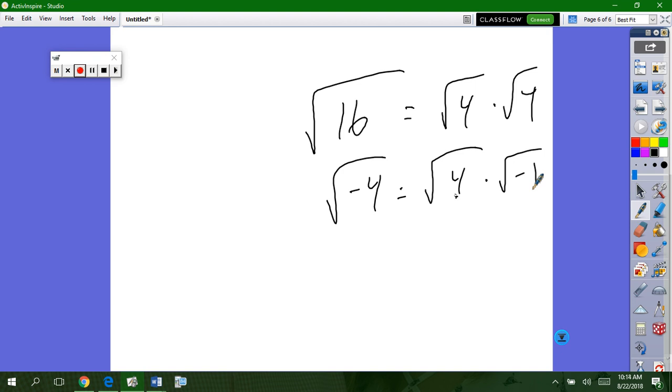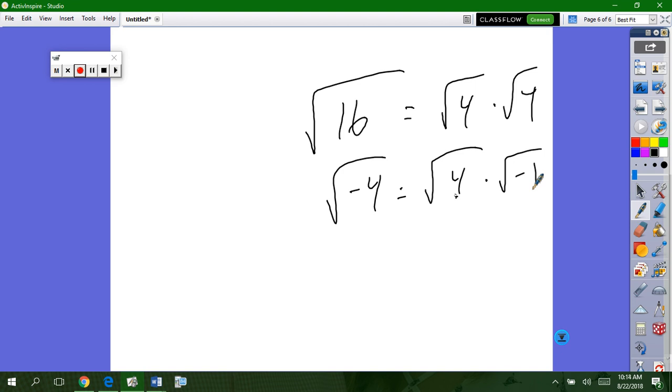Everybody with me on that? Anything that comes out as a negative underneath a square root is going to have the i, because I could just factor out the negative part. Okay? All right. Good questions, guys.